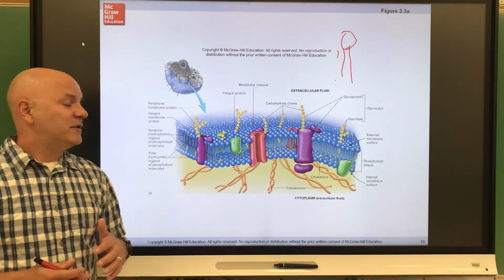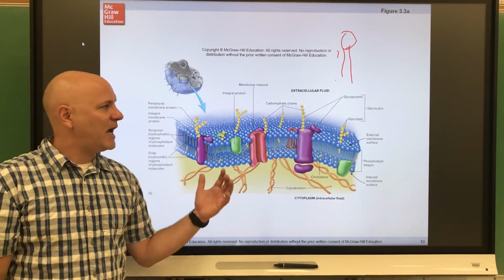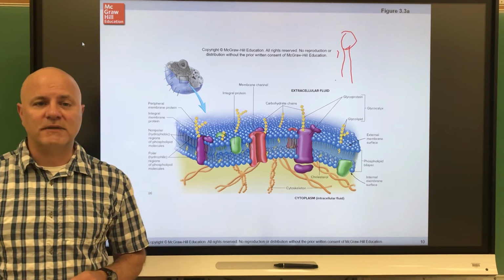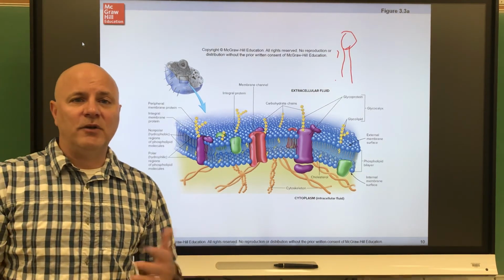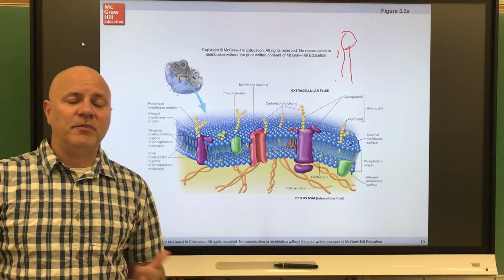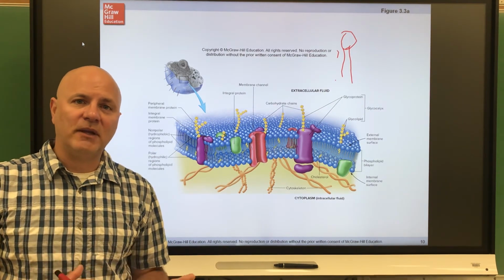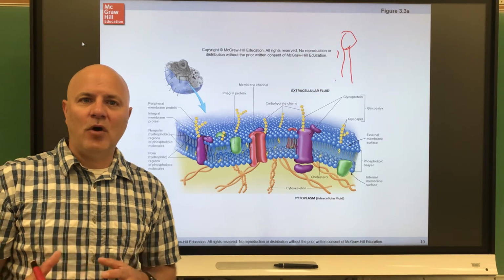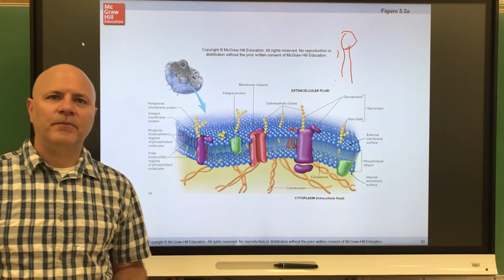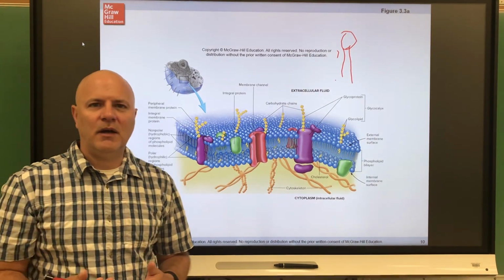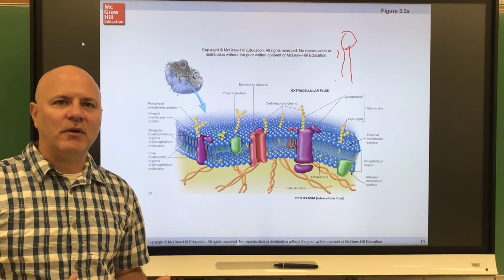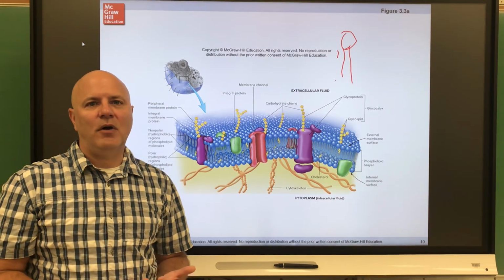Okay, so blood types are types of glycoproteins. If you have A blood, you produce the A glycoprotein. If you have B blood, you produce the B glycoprotein. If you have AB blood, you produce both the A and the B glycoproteins. If you have O blood, you don't produce this glycoprotein. So one of the things about O blood is it's a universal donor. Everybody can accept O blood.